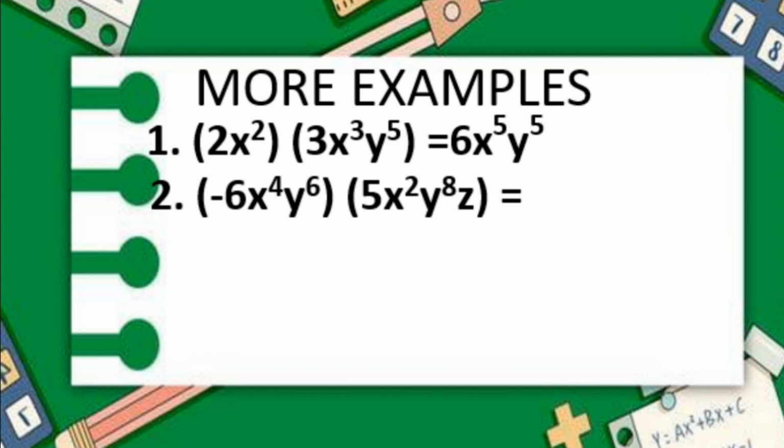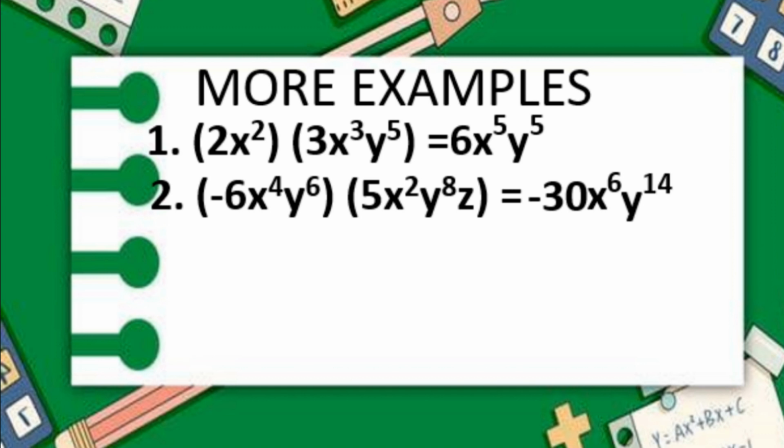On the second factor, we have x, y, z. So again, we'll just continue with the process or the steps. So negative 6 times 5, you'll have negative 30. And then, copy the base x. Then add the exponent, 4 plus 2, you'll have 6. And then in y, just copy y. Then add the exponent, 6 plus 8, we'll have 14.